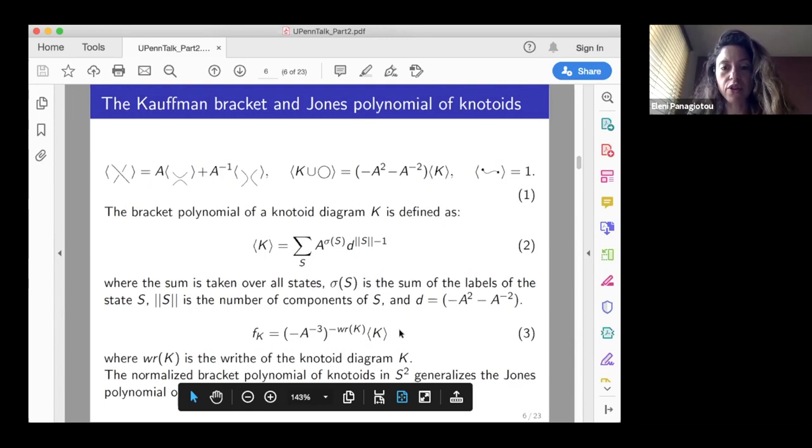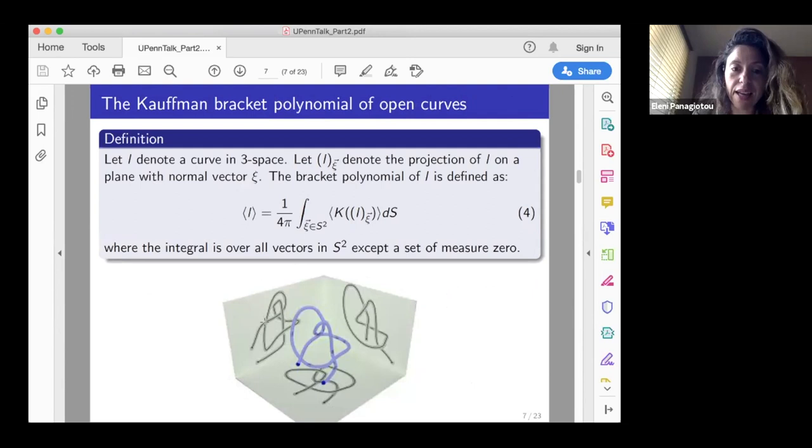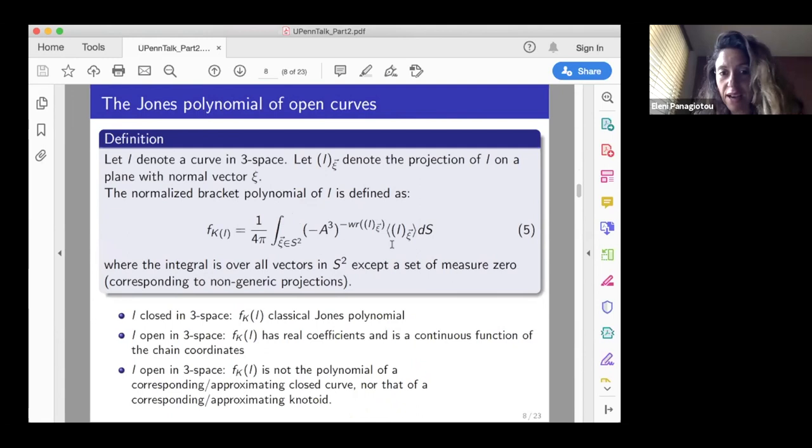Okay, so we can do that for these diagrams. And then we said, well, why don't we do it for all possible diagrams that you can get from an open curve in three space? An open curve in three space can give different projections, right? And each projection is a knotoid for which we can calculate the Jones polynomial. Instead of taking the best projection, we take all the projections and we define an average polynomial. So this can be defined as an average Jones polynomial.